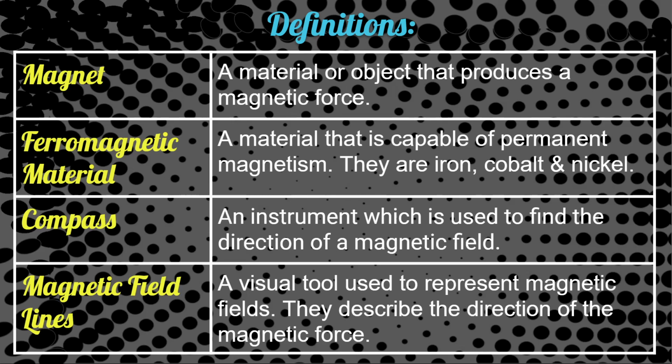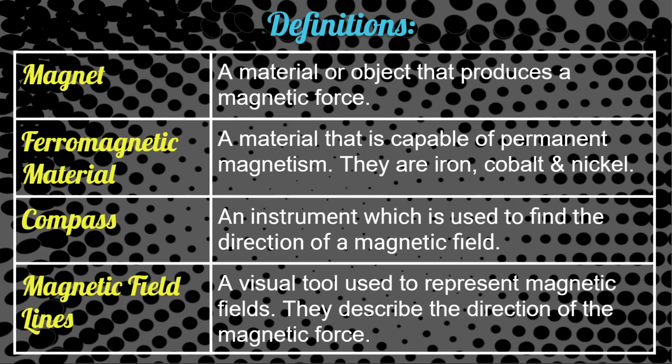If you go home and you have a magnet on your refrigerator, and you pull it off, that magnet is probably made of iron. It could technically be cobalt or nickel, but it's probably iron or some alloy of iron. A compass is an instrument which is used to find the direction of a magnetic field. You used a compass in the last unit, so you've already seen a little bit of the fact that moving electrical charges in the wire of your circuit was able to cause a magnetic force that affected that compass. Magnetic field lines are a visual tool used to represent magnetic fields.